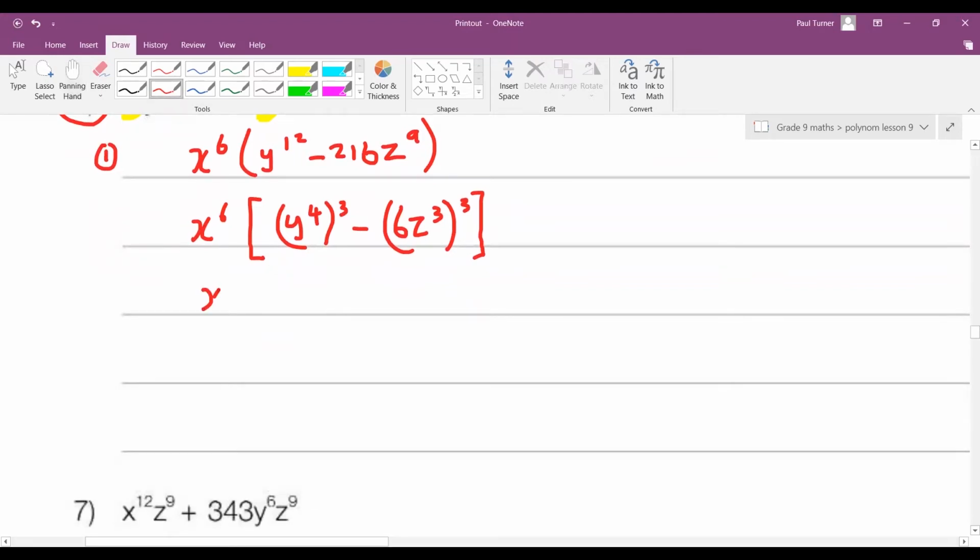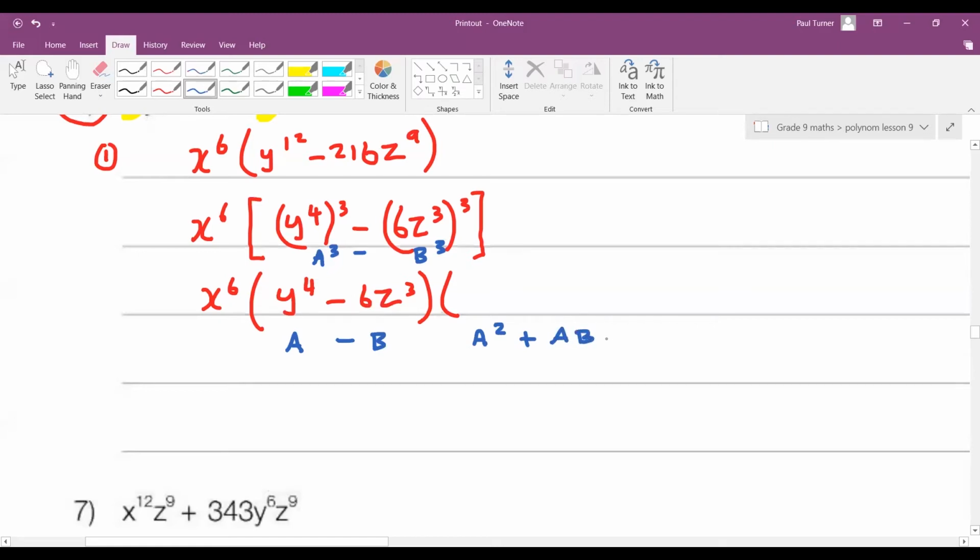So then we have x^6. Okay, so now we've got y^4 cubed minus 6z cubed. So your first term, y^4 minus 6z cubed. And then the second part of your formula, well, let's write the formula below. So this is going to be a minus b, up here is a cubed minus b cubed, like that. And then we're going to have a squared plus ab plus b squared. And then we fill the numbers in.